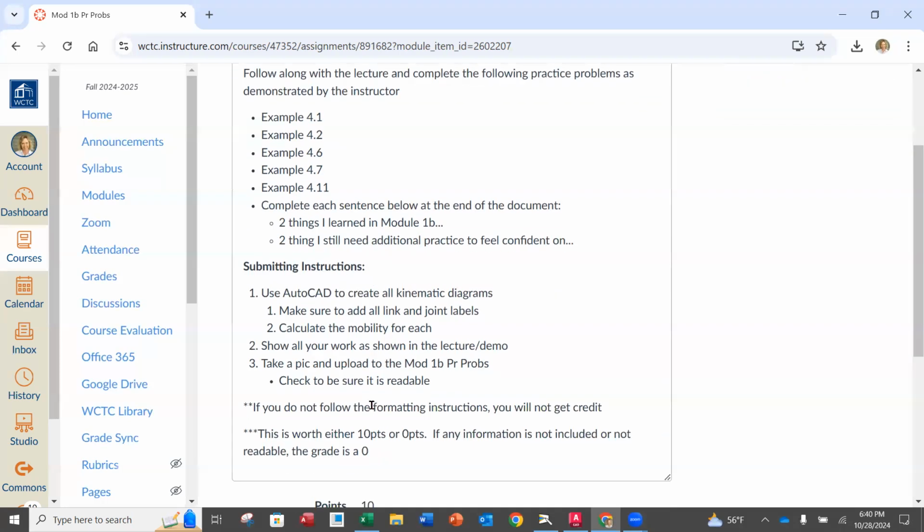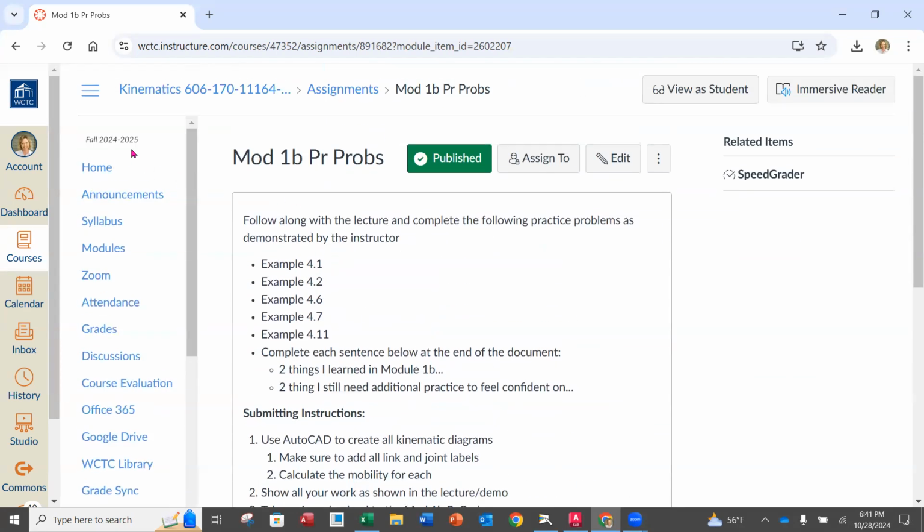Notice down here, submitting instructions. You have to use AutoCAD for all of your kinematic diagrams. Make sure to add all the link and joint labels. In some cases, when we moved things around, we didn't move all of the labels. Make sure you understand and know where those are. And I've been talking them through for each one of our examples. Also show your mobility equation for each one. And then depending on the mobility equation, you can either put it as part of the AutoCAD file, or if you do it on the side by hand, then you'll have to scan that and add that as well. Okay. So that's the practice problems.